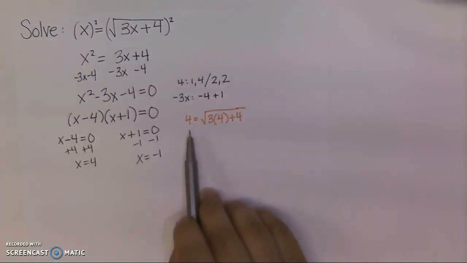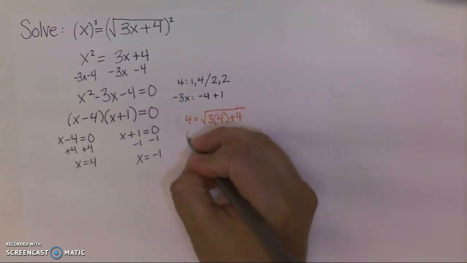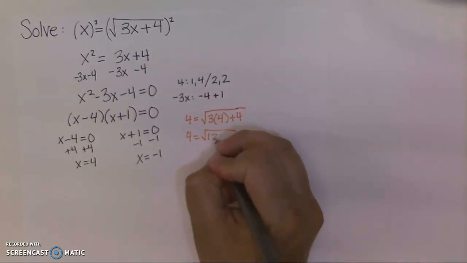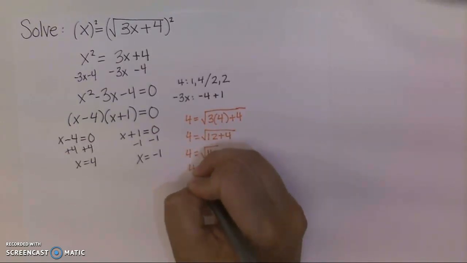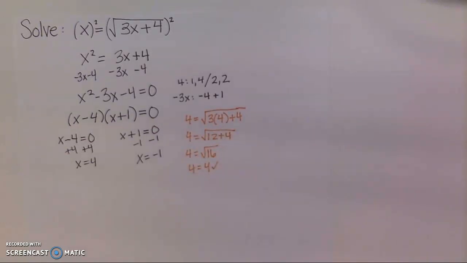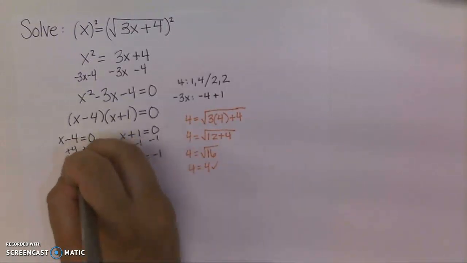Okay, so I'm plugging in 4 for my x. So 4 equals the square root of 12 plus 4. 12 plus 4 is 16. The square root of 16 is 4. So 4 is definitely an answer. Okay, so I'm going to box 4.